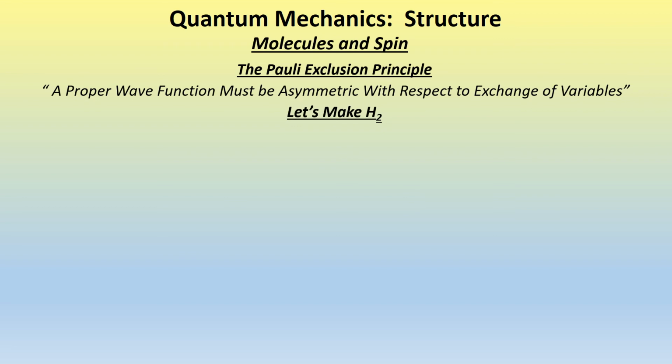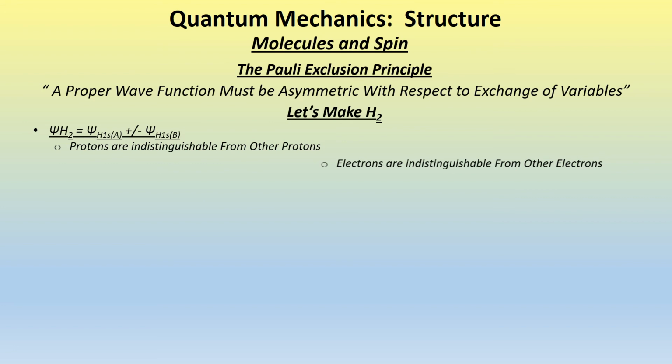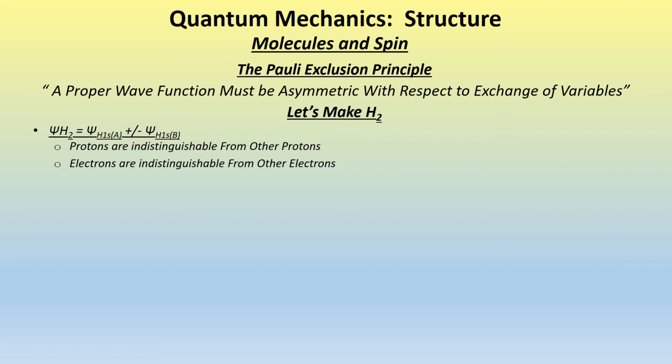As mentioned, the wave function for H2 would be the sum of two hydrogen wave functions. Let's call it hydrogen 1 with electron A plus or minus hydrogen 2 with electron B. However, protons are indistinguishable from other protons, and electrons are indistinguishable from other electrons. Additionally, according to Pauli, this function must be asymmetric with exchange of variables. So you have two possibilities.